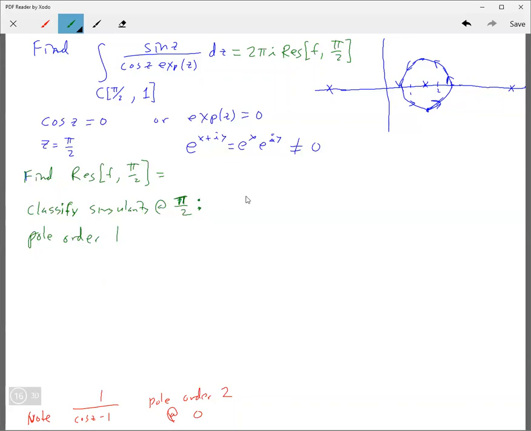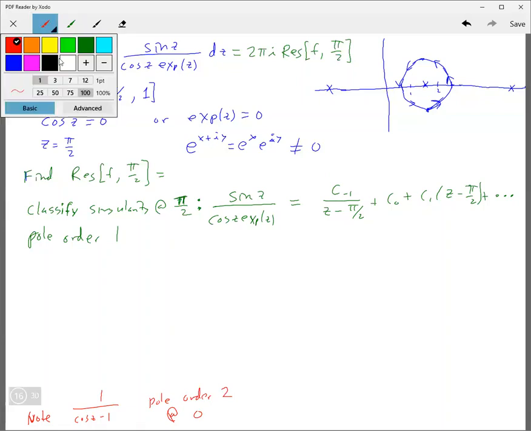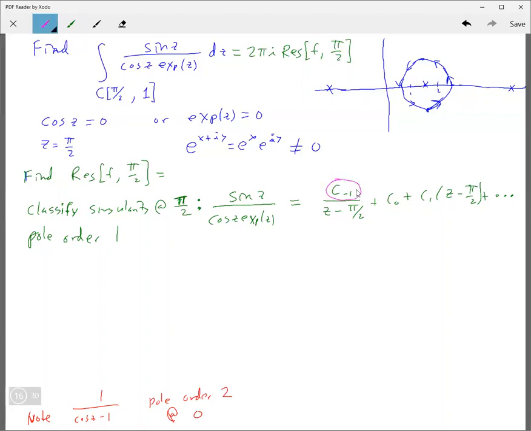So that means, oh dear, that means that when you expand this out right here, your leadoff term is going to be this. Okay, then the next term is C2 times Z minus pi over 2 squared. So again, we are after this C minus 1 term right here. We're after that.